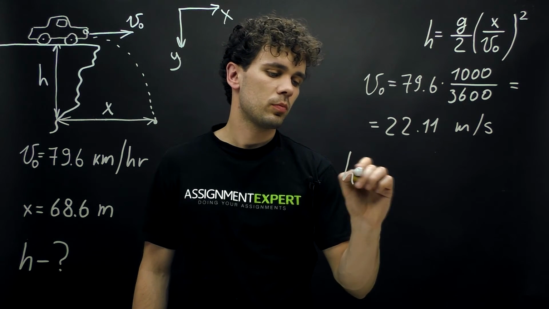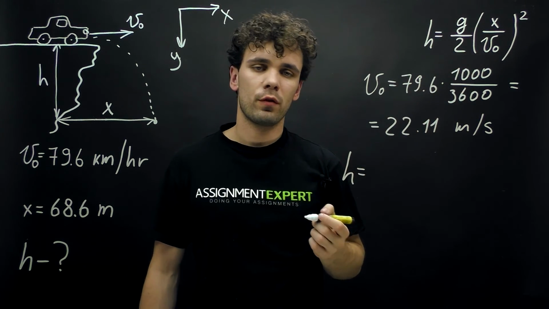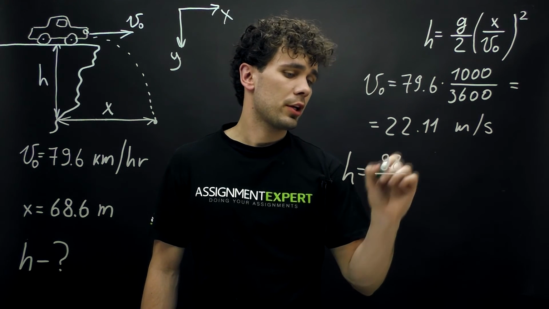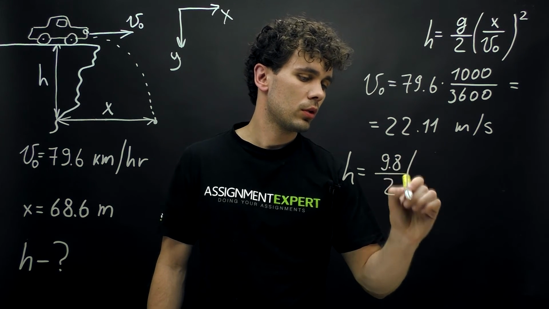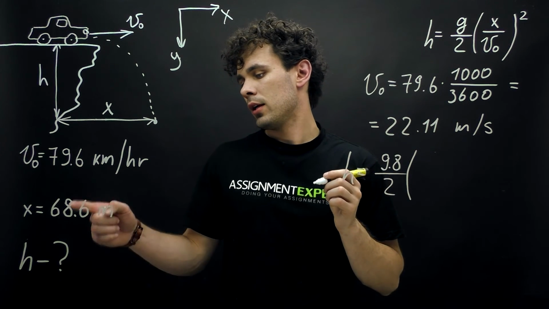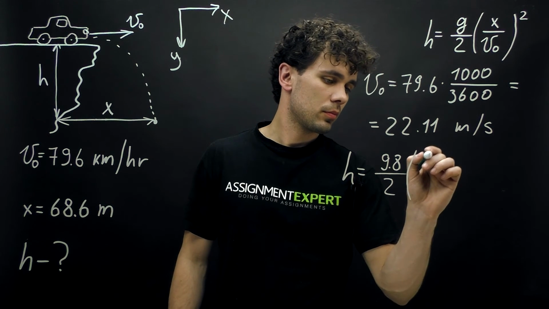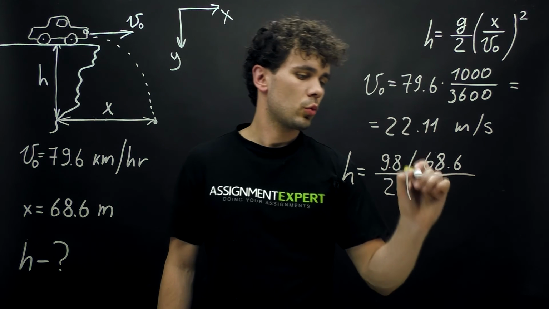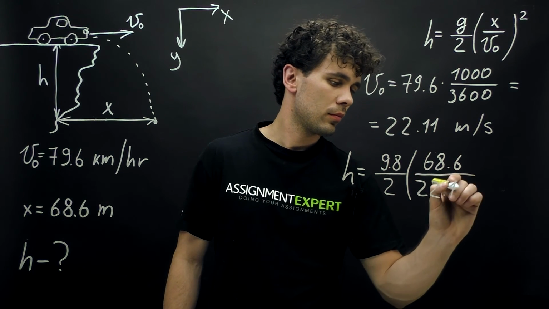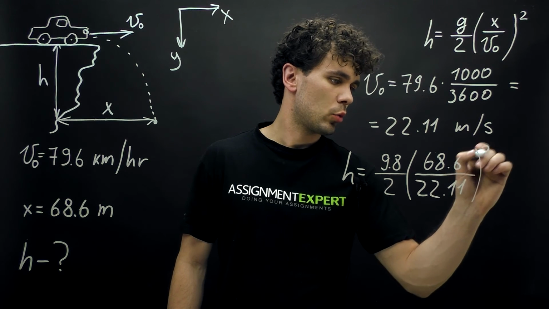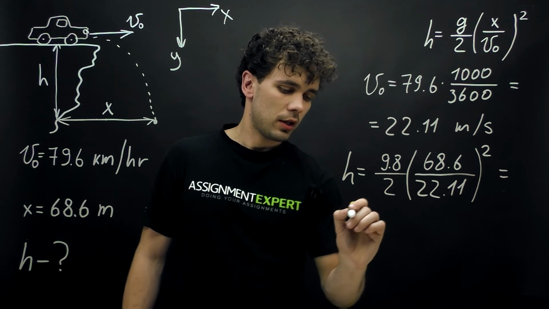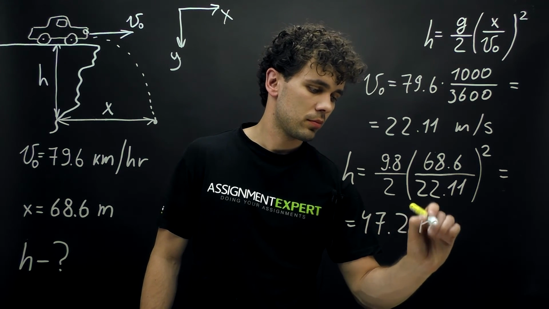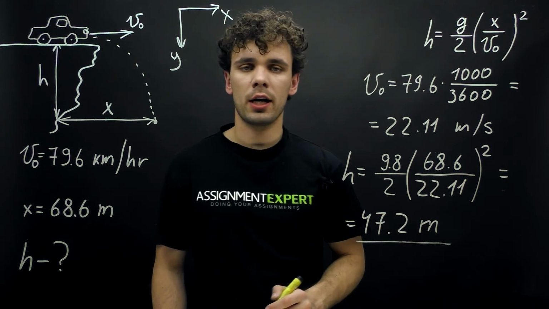Now we can find the height. So h equals g, which is the free fall acceleration, and this is 9.8, divided by 2. And then in braces we have 68.6 divided by 22.11, and they are squared. And this gives us 47.2 meters. And this is the height of the cliff.